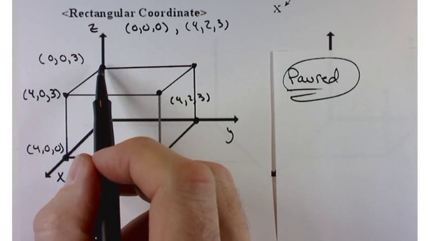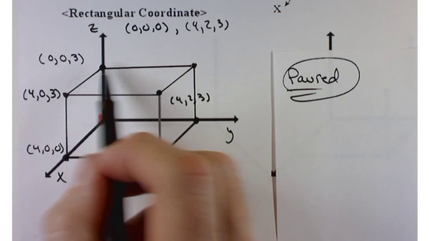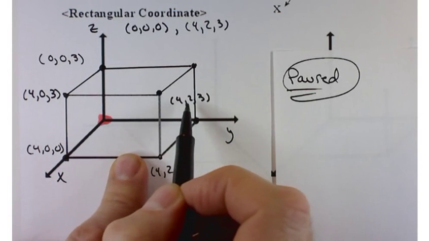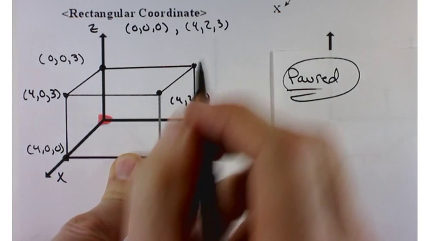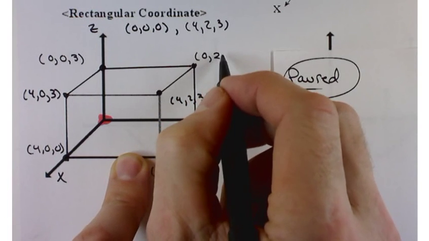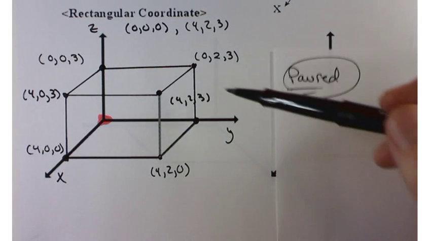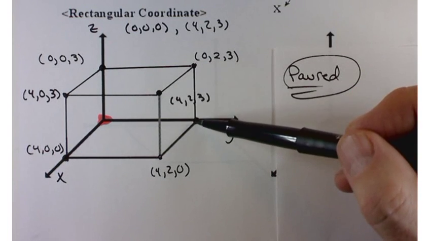From here, I can move out to this point. Moving along this direction is changing the y coordinate. So my new y coordinate is going to match this one as well. So it's going to be 0, 2, and 3. And I think there's one last one that we have to get, which is this one down here.